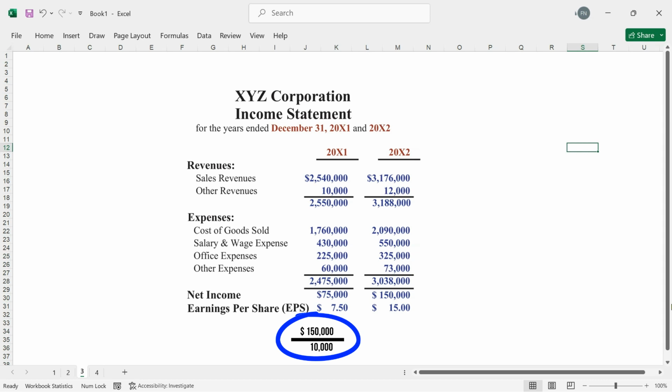So we'll take $150,000 and divide it by the number of shares of stock that are outstanding, or held by shareholders. The total number of shares of stock were 10,000 shares. That means the net income per share is $150,000 divided by 10,000 shares, or $15 per share. This is a very important calculation that we'll see in later chapters as we begin to do some financial statement analysis. Finally, the last required financial statement is the statement of cash flows.